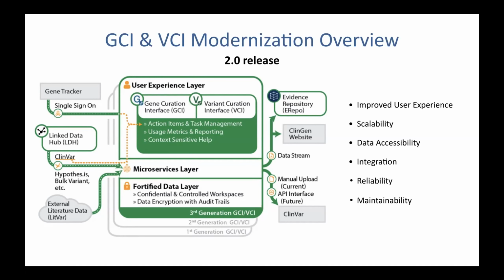So the UI experience will also be improved, including using more advanced web frameworks to incorporate task management features such as user alerts. And other than making the GCI VCI scalable for future curation use, this modernization of the platform also makes the data within the GCI VCI more accessible and helps us to work with other ClinGen groups to integrate their systems. It's also a more reliable system, so we'll be far less likely to suffer downtime from outages, and it's far easier to maintain. One example of this is that we'll be able to have continual deployment of features rather than having to wait for releases.